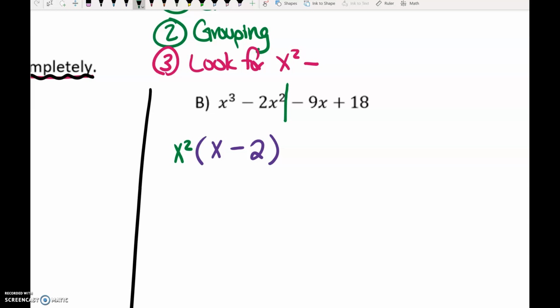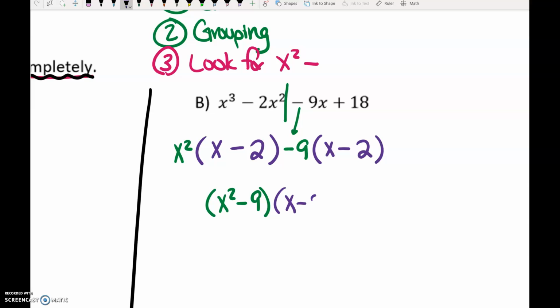What do 9x and 18 have in common? 9, and it needs to be negative 9. Negative 9x divided by negative 9 is positive x. If we had done a positive 9, we would have ended up with a negative x in the parentheses, and that's no good. 18 divided by negative 9 is negative 2. If we had done positive 9, that would have been a plus 2. Our parentheses would not have matched, and that would not have been good. So our factored form is x squared minus 9 times x minus 2.